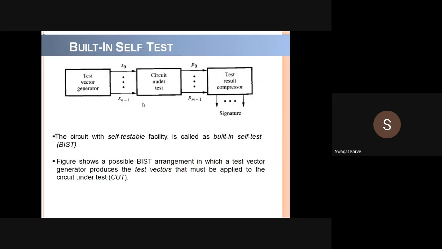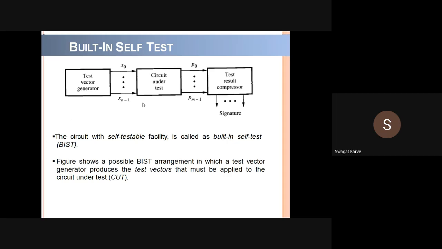Now the next is built-in self-test. As the name indicates, this circuit is built in on any chip or any board. These tests are especially used for checking large boards, and that too automatically. Built-in self-test means that in that board only, a testing facility is provided. So that is built-in self-test.